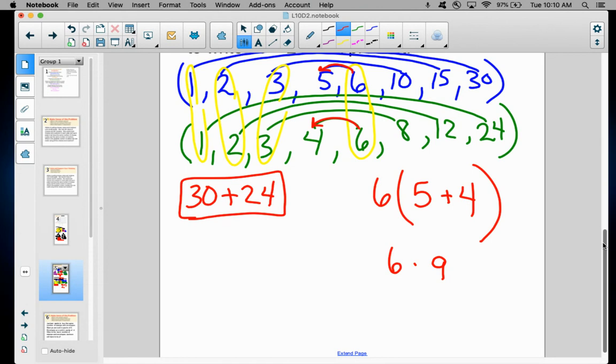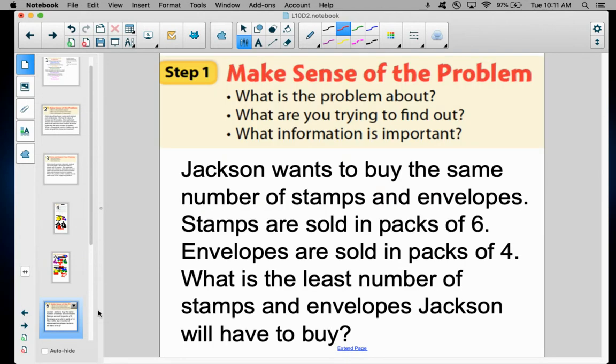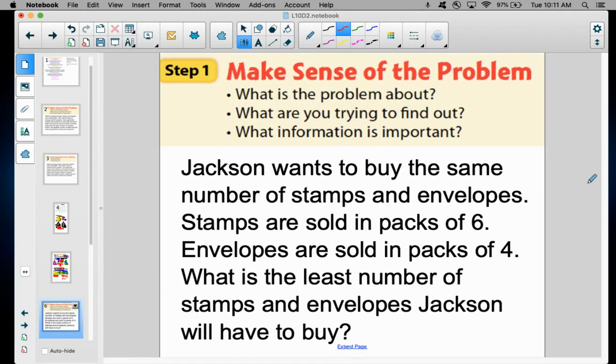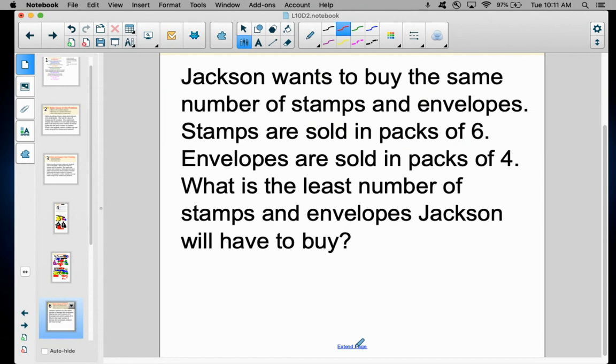The final thing that we talked about in class is least common multiple. So this lesson 11 deals with both topics, GCF and least common multiple, which we call LCM for short. So we talked about Jackson, and he wanted to buy the same number of stamps and envelopes. Stamps are sold in packs of 6. Envelopes are sold in packs of 4. And we want to know the least number of stamps and envelopes he has to buy.